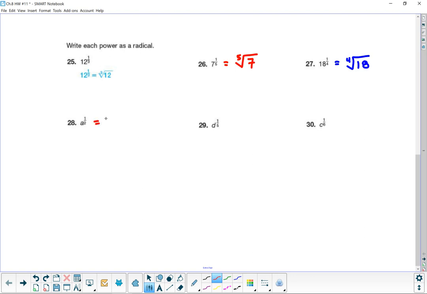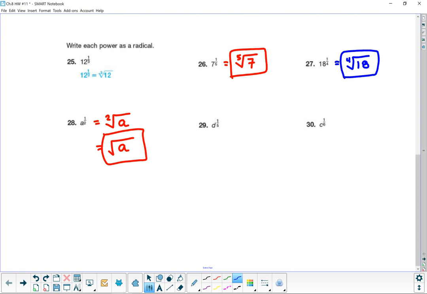A to the 1/2 is going to be the square root of a. If you want to impress somebody, you can write this as just the square root of a, no 2 in front, because if you don't put anything, it automatically means it's a 2. That's your answer. D to the 1/5 power is the fifth root of D. That's your answer. And C to the 1/6 power is going to be the sixth root of C. And that's your answer.